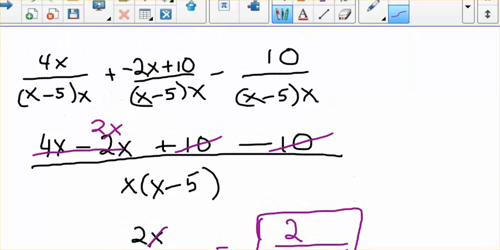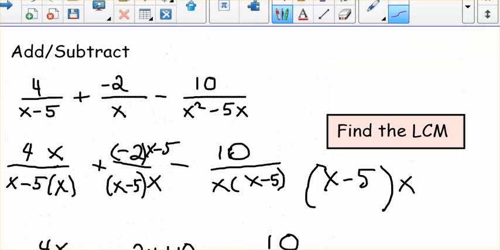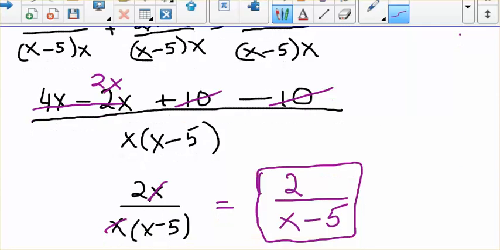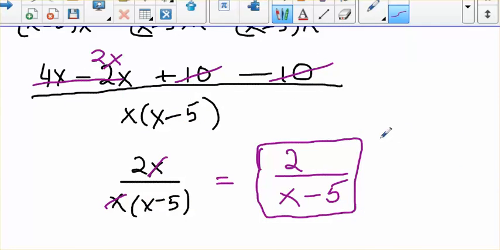So let's just review what I did here. We started out with this particular problem here. And then we found our least common denominator here. We converted everything to that least common denominator. And then we combined like terms and we got this as our final answer.